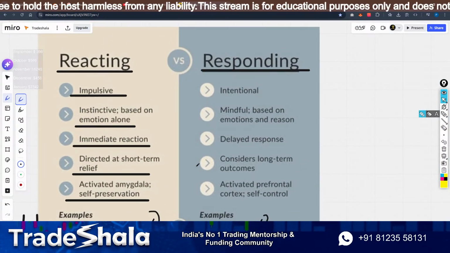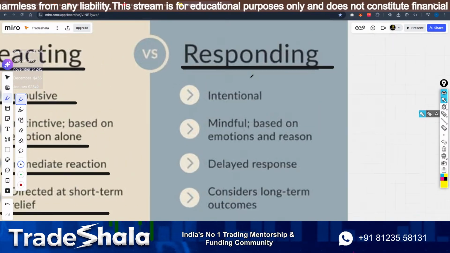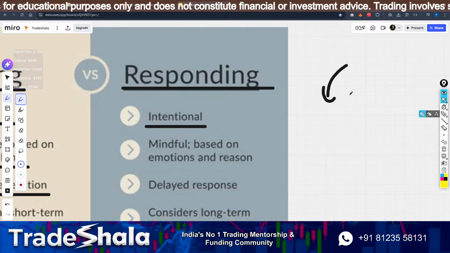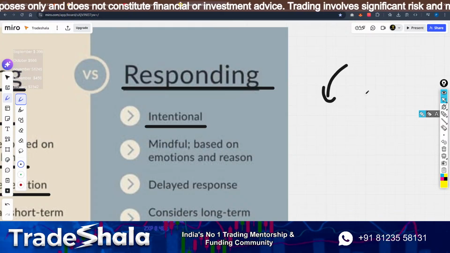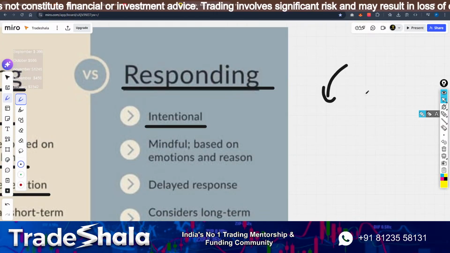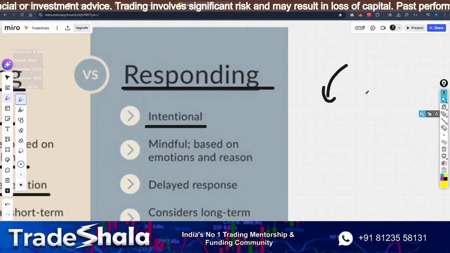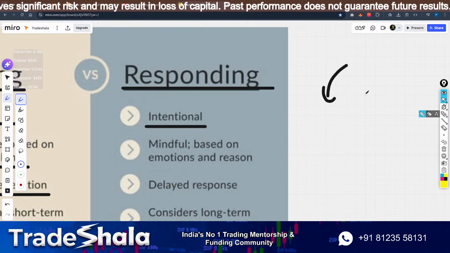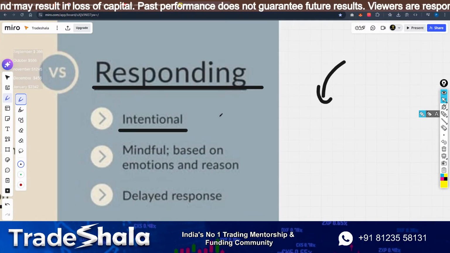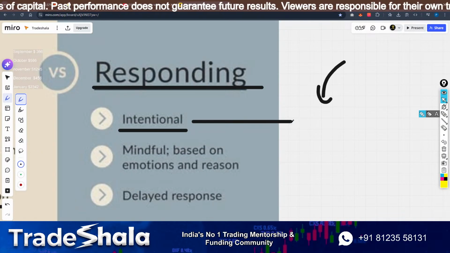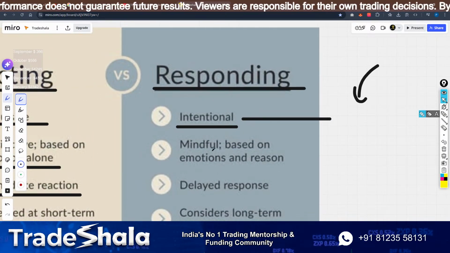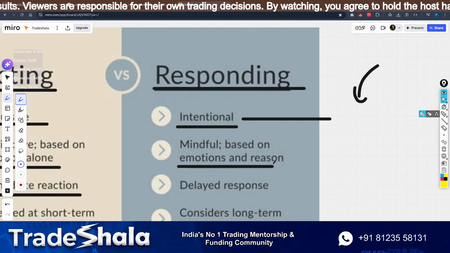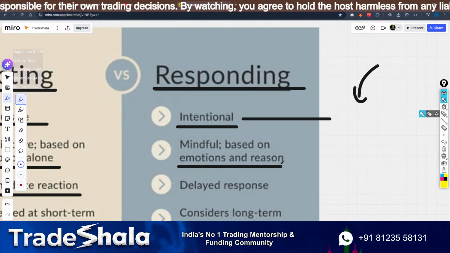Okay, but what is responding? Responding means it is intentional. You understood all the data. Okay, this guy hit me. This guy's brake didn't work. It wasn't his mistake. Or someone hit him on the back that made him lose control. That's why this guy got hit. You are intentional with the situation. You're calm even in chaos, right? And then the mindfulness. You're not trading based on emotions. Okay, you're trading just based on proper reasons and all that.